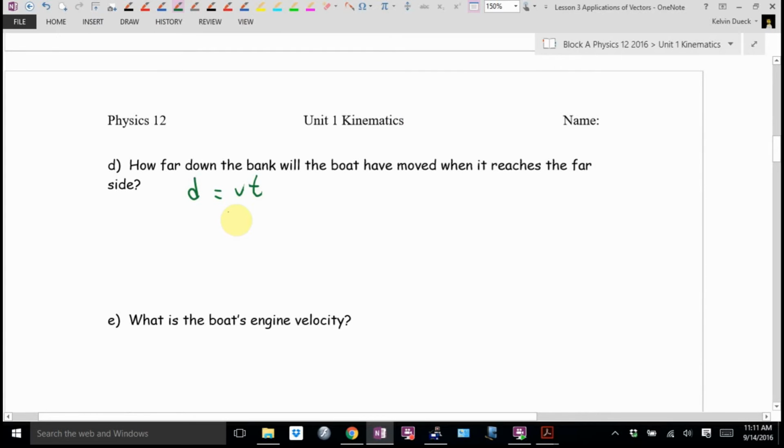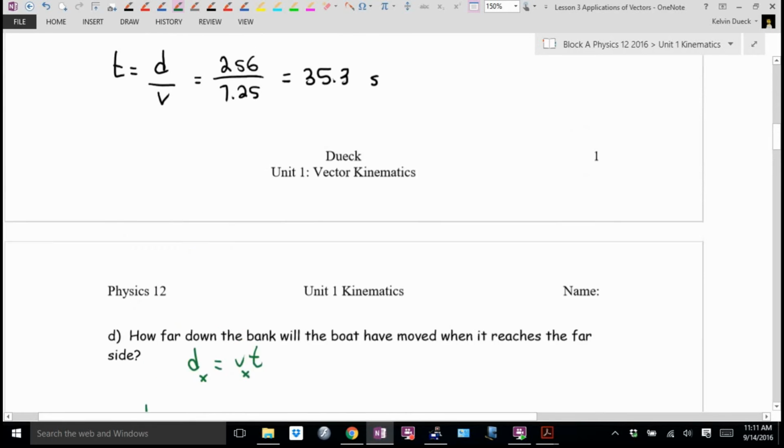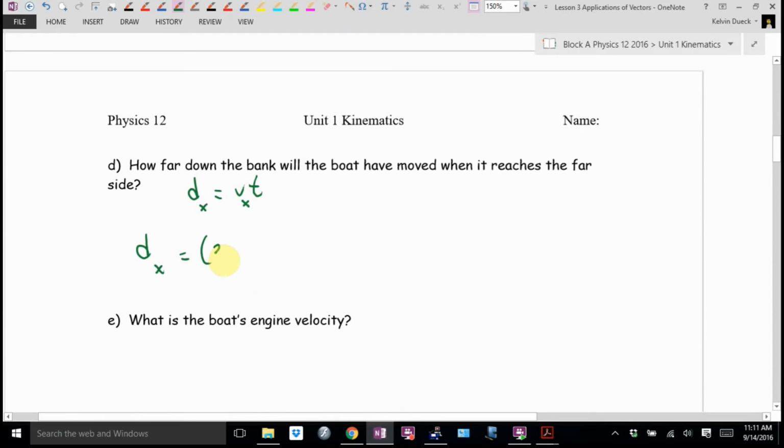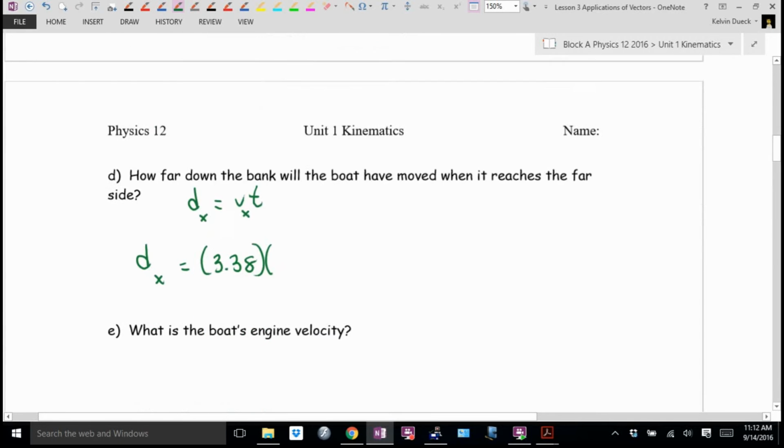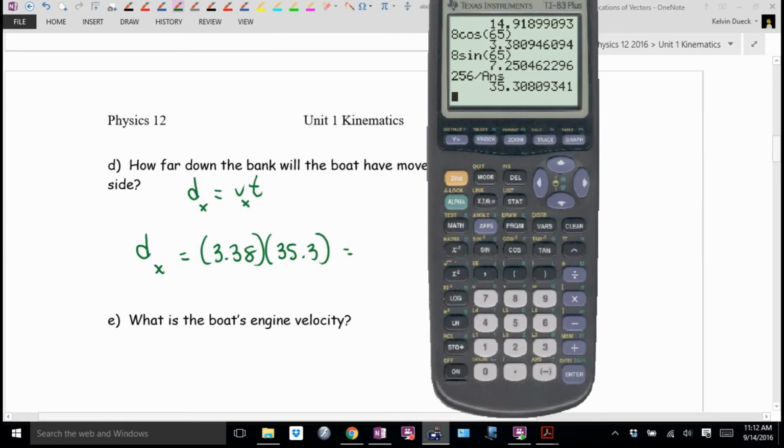Except I'm going to argue, if I'm going to be consistent, Robbie, if I'm calling that dx, which v should I use? Which is the horizontal velocity in my diagram? Current, right? Which is 3 point whatever. Direction matters. Time, well, which time am I going to use? The amount of time it takes him to go across is the same as the amount of time he's going to drift down. So what was Vx? 3.38? Time was 35.3. How far downstream will this boat have drifted? About 119 meters.